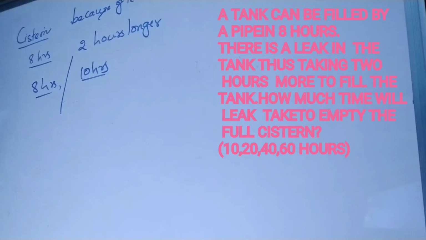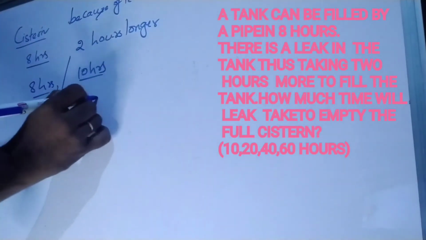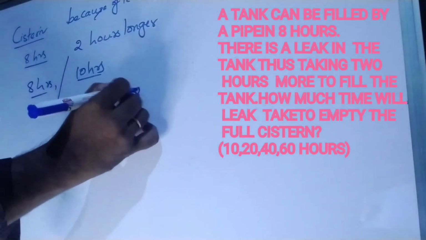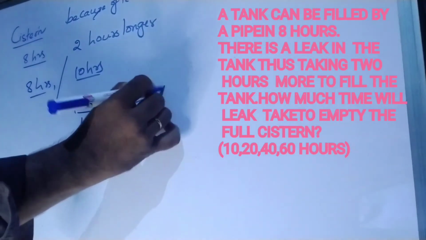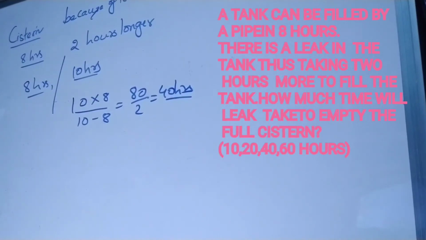Now, the question is, if the cistern is full, the leak will empty it in how many hours? That is 10 into 8 by 10 minus 8, that is 80 by 2, 40 hours. Same type as the sum which we have done just now. Hope it's very simple.